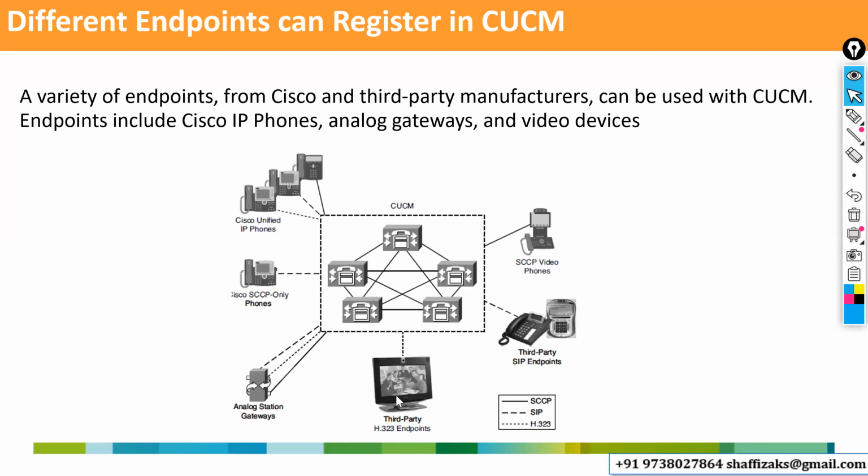Next, third-party video devices, not Cisco, which are manufactured by any other vendor. For example, Polycom devices. Polycom is another organization. They manufacture IP phones, video endpoints and everything. If you have those, those phones can also be registered. Third-party SIP phones. Again, third-party SIP hardware or software soft phones, anything can be registered. And video endpoints. There are different video endpoints we have within Cisco that can also be registered. So these are the different types of phones.